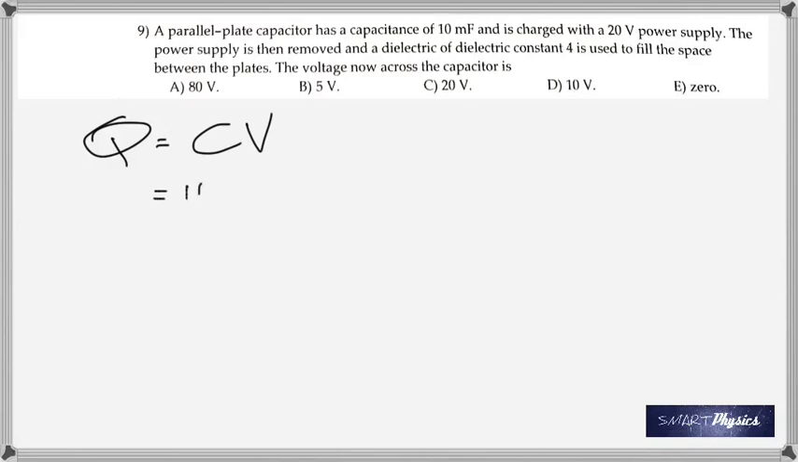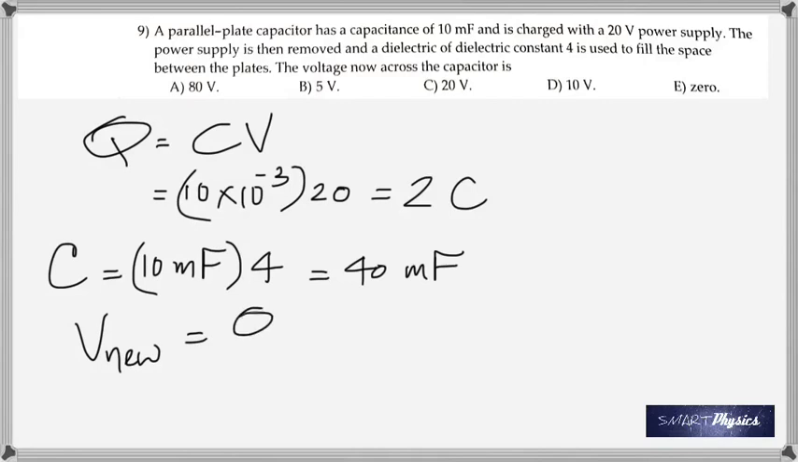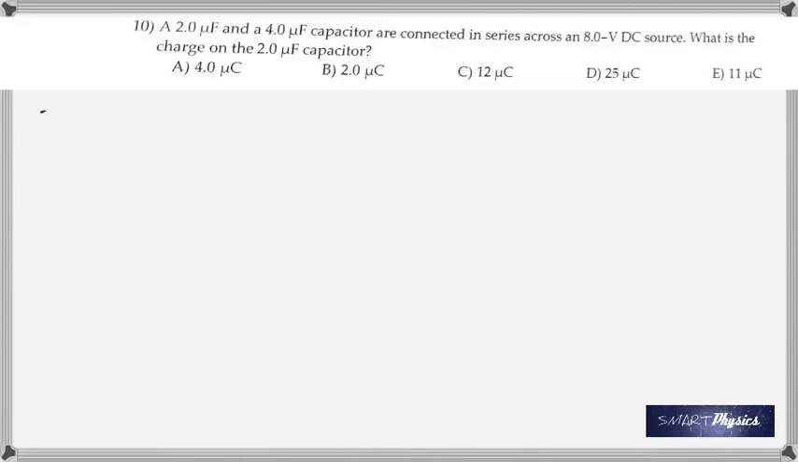Or you could go the longer route by calculating the charge first. And then you know that when you disconnect the voltage, the charge is not going to change. Now the capacitance has become 4 times what it was before. And so you find the new voltage with the original charge, which I think is 0.2 coulombs. I've changed it now. 0.2 divided by 40 times 10 to the negative 3, 5 volts. Again, you could have done this directly. And that brings us to number 10.